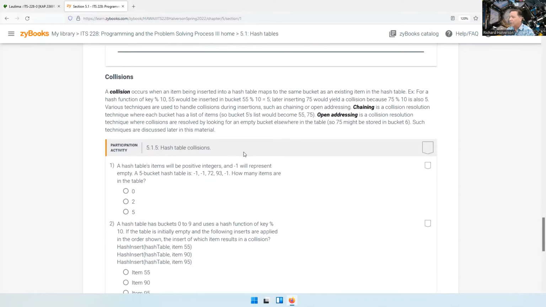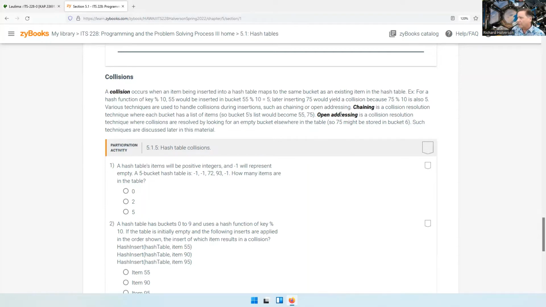All right, so now we're going to start talking about collisions. One method, collisions occur when two items map into the same bucket. So if you have 55 and the table size is 10, that maps into 5, and 75 also maps into 5. Chaining is when a bucket is actually a list of items. So the 55 would map into a list hanging off of bucket 5, and 75 would be inserted onto that list also.